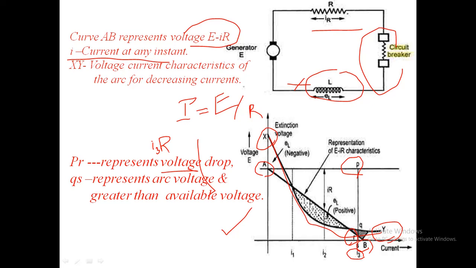The voltage across the inductance, EL, equals L di by dt, a formula we already know. For decreasing current, this voltage is negative. This concept is from Lenz's law, so it tries to maintain the arc.